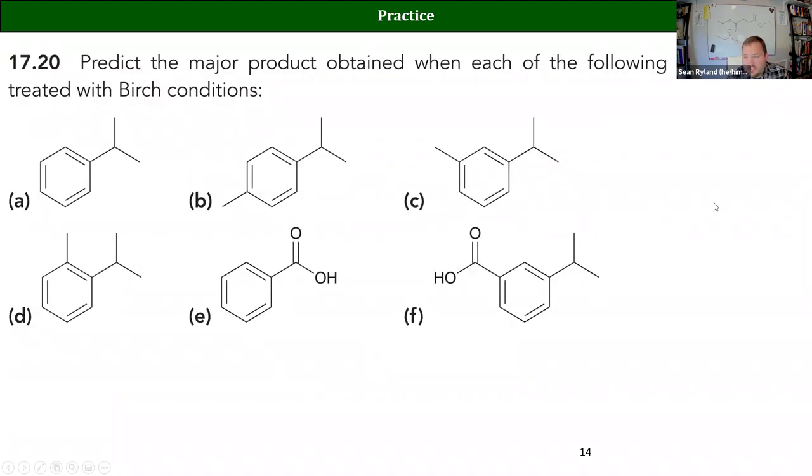All right, any other questions about Birch reductions at this point? Like I said, this chapter is pretty light on new reactions. Basically just the benzylic oxidation and the Birch reduction are the only new reactions that we're adding this chapter.